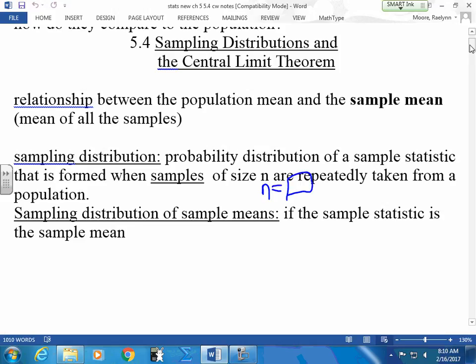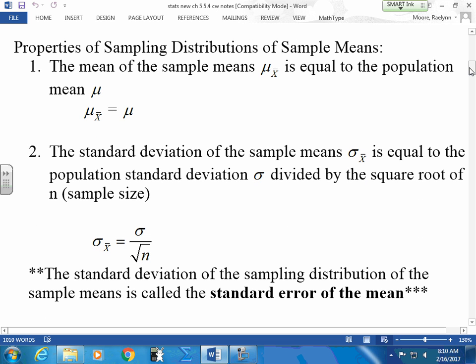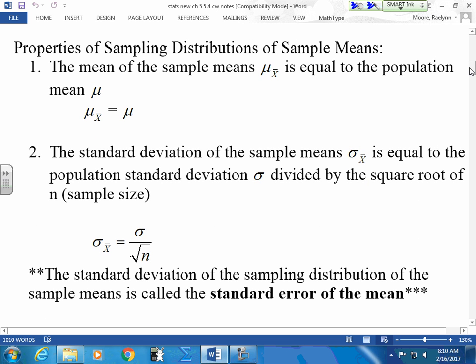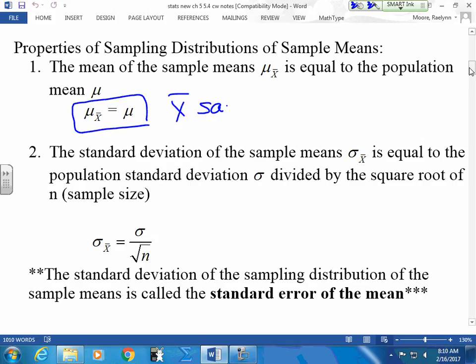With the population, do we ever say n equals? Nope, we have the whole population. So when we're dealing with the sample, what it comes down to is this. Your mean of your sample will be the same as your mean from the population. This is important. This is how we represent sample mean. This is my population mean. Your mean from your sample will be equal to the population mean.